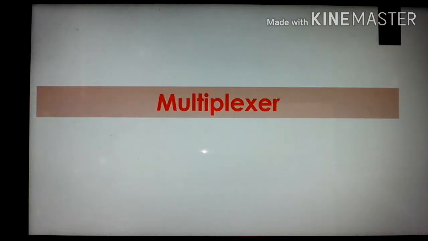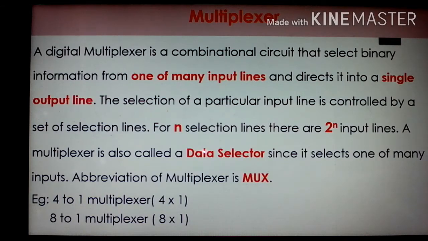Let us study what is a multiplexer. A multiplexer is a digital combinational circuit that selects binary information from one of many input lines and directs it into a single output line. That means a multiplexer contains a number of input lines but produces only one output signal. Hence it is also referred to as a many to one device.